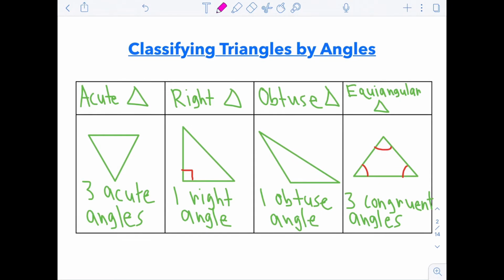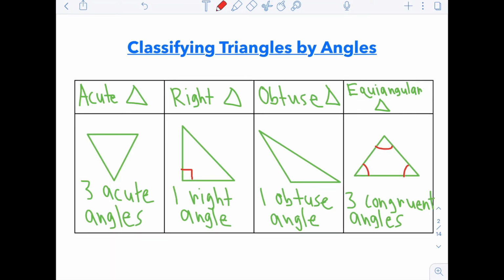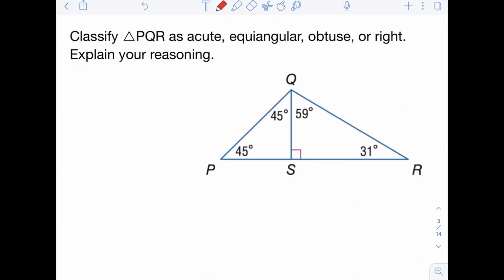When you're classifying triangles, you want to be as specific as possible. So while a triangle with three congruent angles is an acute triangle, it's more specific to classify it as an equiangular triangle. Okay, so now let's do an example.